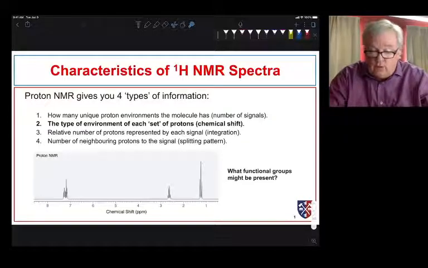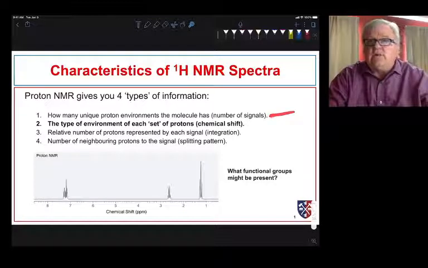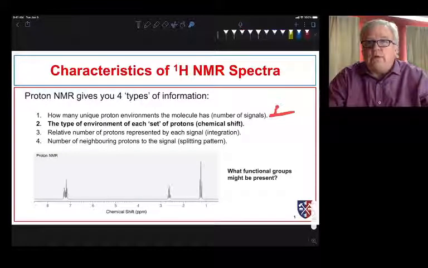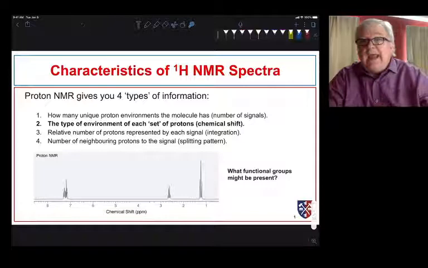So in the last video, we took a look at unique proton environments, and we talked a little bit about how we can tell the different number of signals that would come from a molecule by looking at the symmetry of the molecule and being able to tell which protons were chemically equivalent. If they were chemically equivalent, they would give the same signal. If they were chemically inequivalent, they may give different signals.